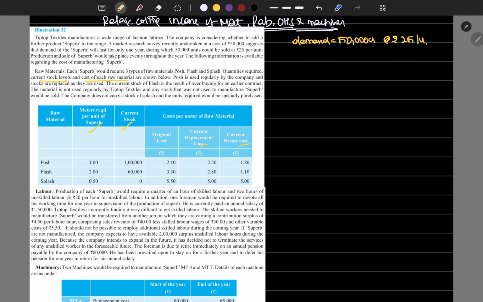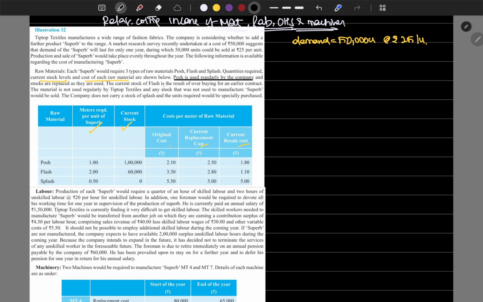These are all given for our decision making purpose only. We have to choose which is our relevant cost and which is irrelevant. Based on that our answer is going to change, right? Posh is regularly used. This is the very key line here. Posh is regularly used by the company, and the stocks are replaced as they are used.